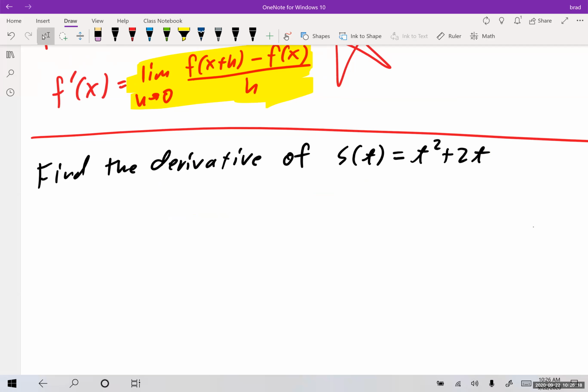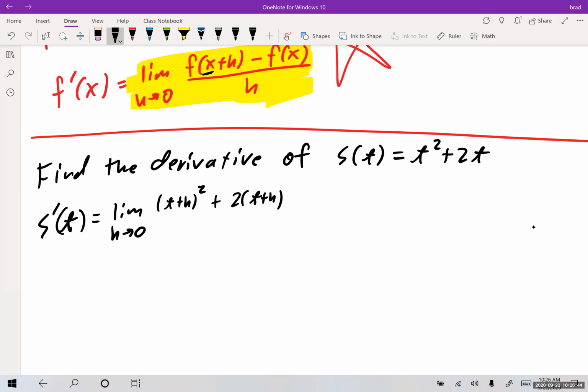Okay, that means they didn't give me a, so I just have to assume they want the general derivative. So I'm going to find s prime of t equals the limit as h approaches 0 of, now I'm going to plug in t plus h. Sometimes it's x plus h, or in this case, it's going to be t plus h. So I'm going to say t plus h squared plus 2 times t plus h. So all of that was just f of t plus h, okay? Minus t squared minus, oops, plus 2t, all divided by h, right? So now we're going to do the limit as h approaches 0.